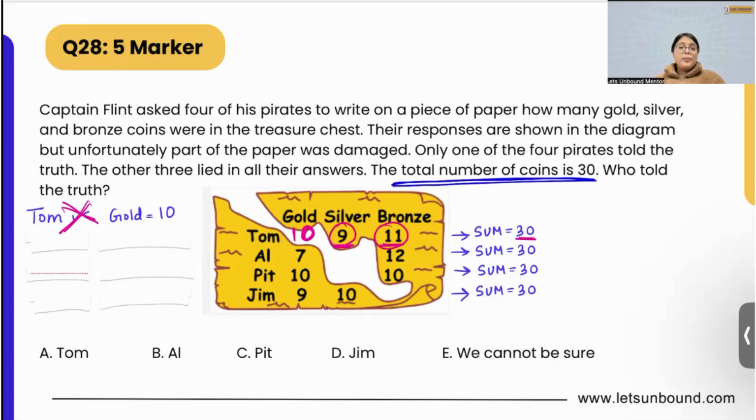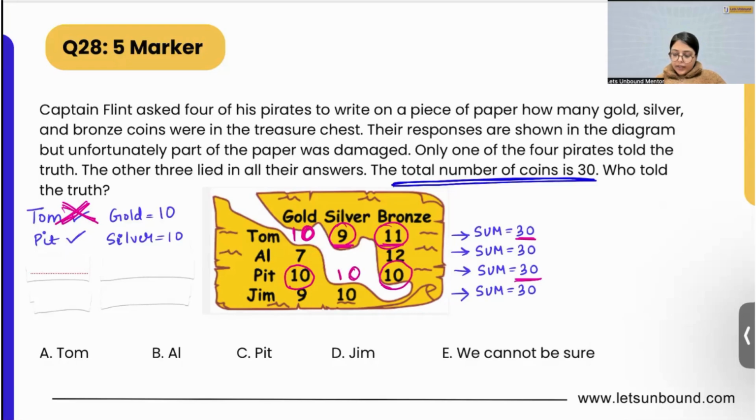So let's assume Pitt is telling the truth, because he also said 10 gold coins. So the second case is Pitt, and for Tom, that case is gone. If Pitt is saying 10 gold, 10 bronze, and the total is 30, how much will be silver according to Pitt? It will be again 10, right?